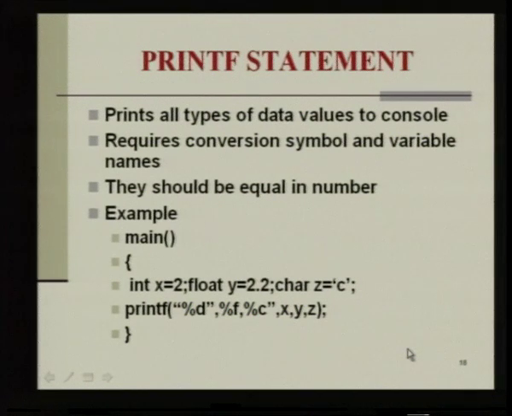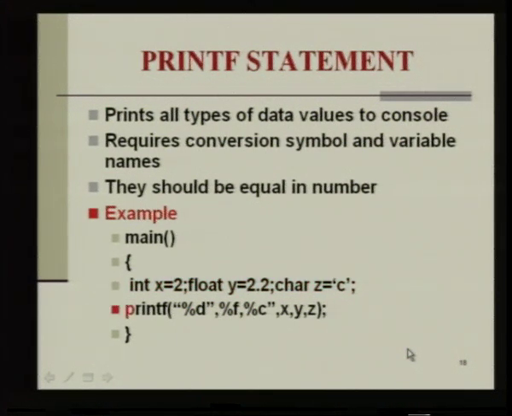So this is an example of how this is used in the program. As I said, every C program begins with a main and an opening brace, and here we have the declaration of the symbols. Integer x is equal to 2. That means x is an integer variable holding the value 2. y is a float variable holding the value 2.2; because it is a fraction, we use the word float. And we have the character variable z, which holds the character c.